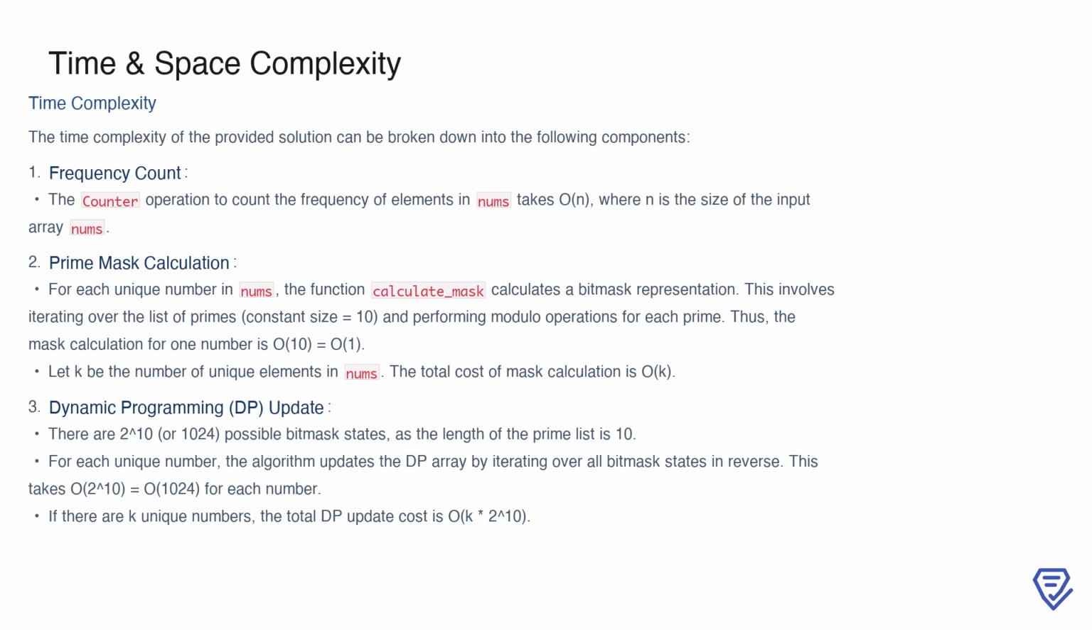Here, we iterate over all 2^10 possible bitmask states for each unique number, as there are 10 primes. Each update takes 2^10 for one number, giving a total cost of k * 2^10 for all k unique numbers. These components form the foundation of the solution's time complexity.